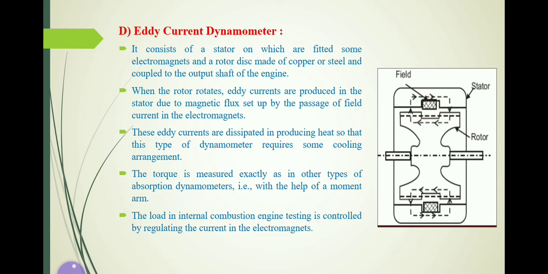Now if the rotor rotates, because of the rotations of that shaft, because of the rotations of that rotor, eddy currents are going to be produced inside this magnet, and because of that, a resistance is going to be applied, and because of that resistance your rotor is going to be stopped, and as well as this, we can say that the shaft is going to be stopped. So these eddy currents are dissipated in producing heat, so this type of dynamometer also requires some amount of cooling.